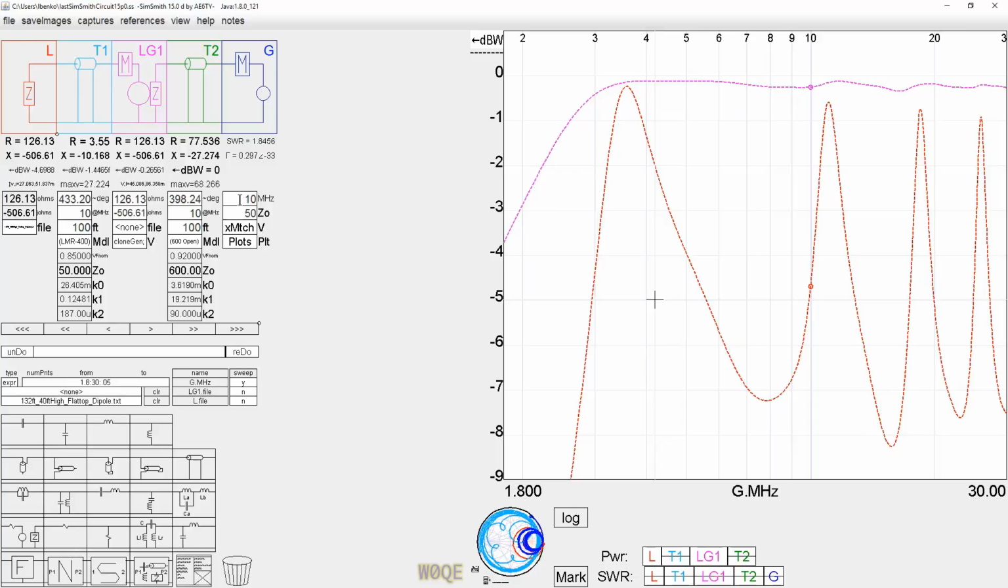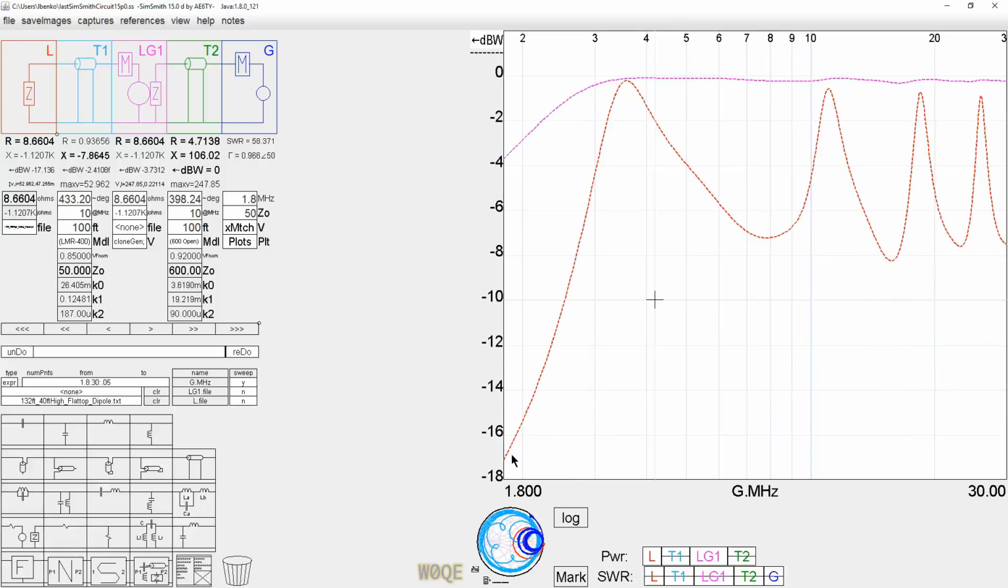Well, let's do it here. We can see what the answer is by doing this. 1.8. It's 8.6 ohms minus J, 1.12K. The open wire line has got almost 4 dB of loss, but the LMR 400 has got over 17 dB of loss. You do not want to drive that dipole with coax if you want to use it on 160 meters.